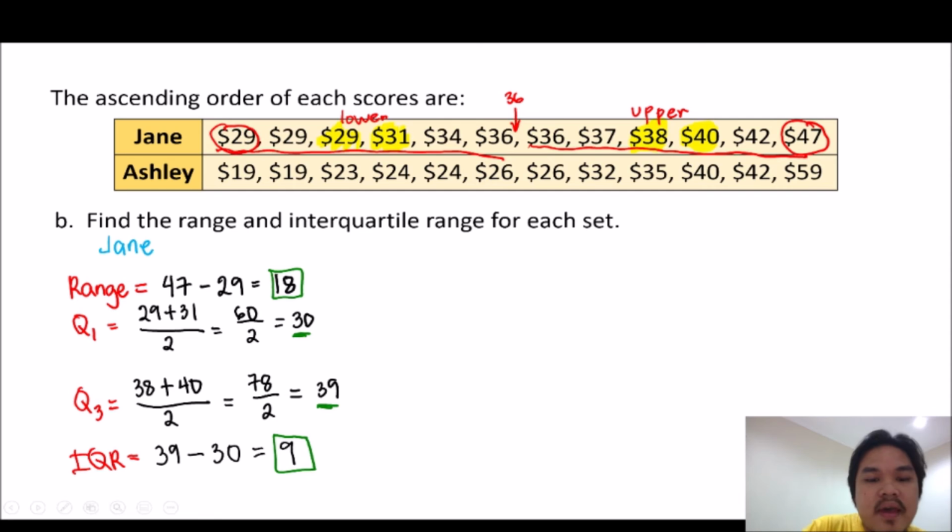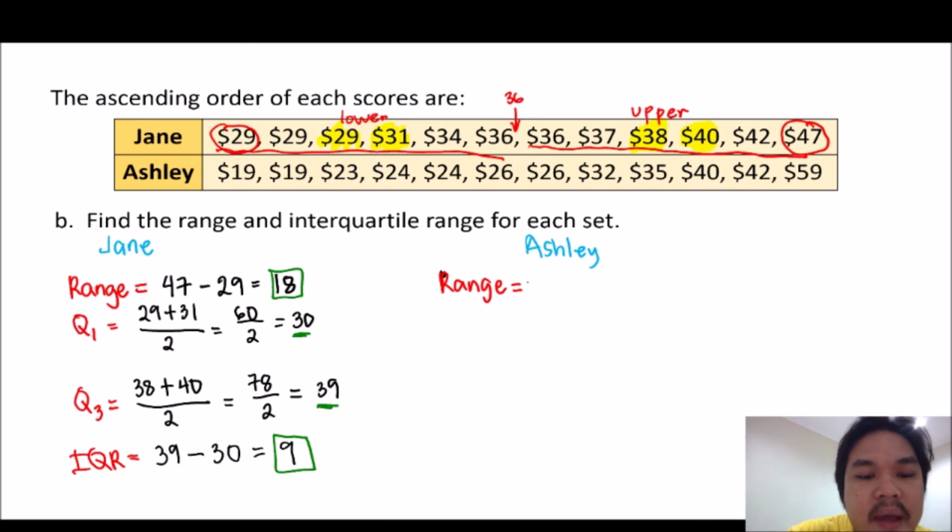Okay, let's have Ashley's data. So we will compute the range. The maximum value in Ashley's data is 59 and the minimum value is 19. So to find the range, we will just subtract the maximum and the minimum. So 59 minus 19 equals 40.